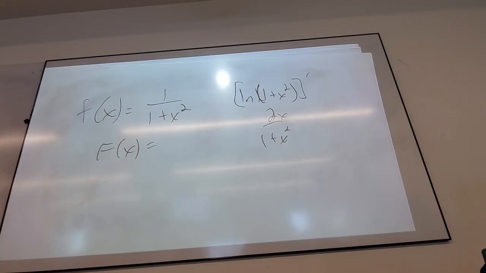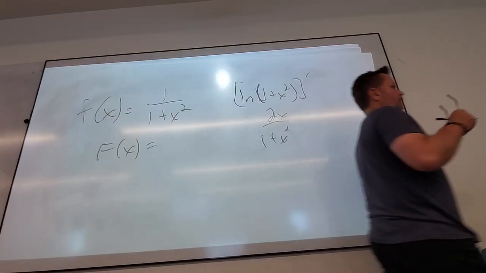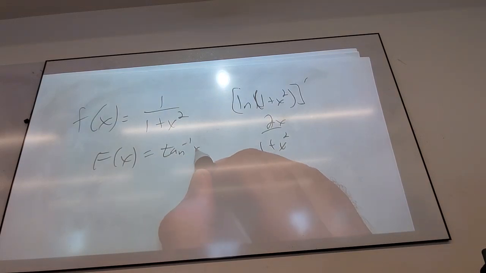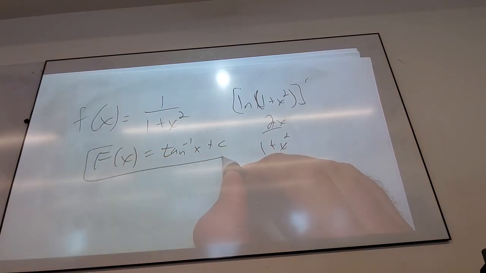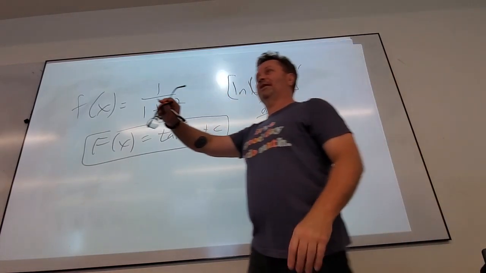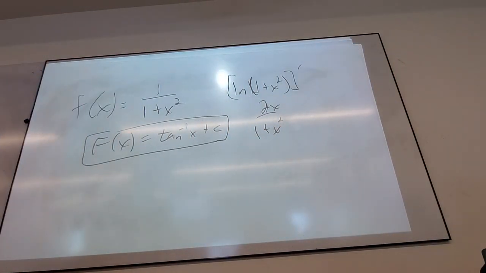Does anyone remember the derivative of the inverse tangent? So what is the antiderivative of 1 over 1 plus x squared? Completely different from natural log, yes? Because it's a completely different function.